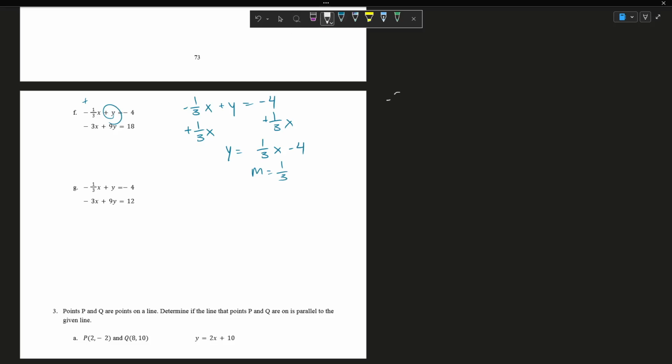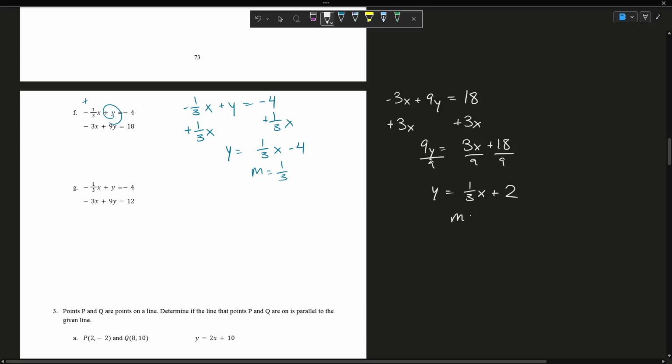Next up, -3x plus 9y equals 18, plus 3x, plus 3x. 9y equals 3x plus 18, divided by 9 to get y equals 1/3 x plus 2. m equals 1/3, and they're the same. Yes, same slope.